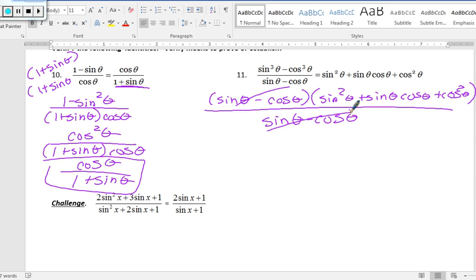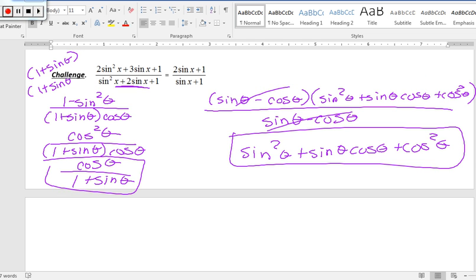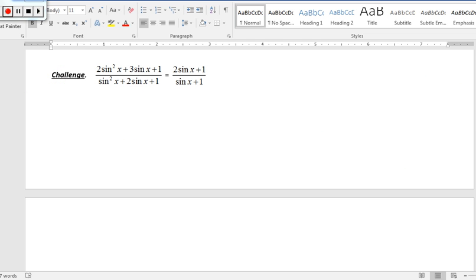These guys cancel out, and lo and behold, we are left with what our identity wanted to be, which you will rewrite. And it actually turned out to be a fairly simple one. I have one last challenge problem here. We are just letting you guys know that these things can be factored. So we're going to take a look at this guy here.